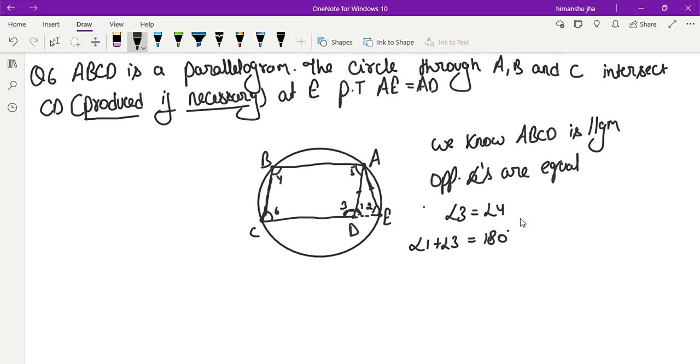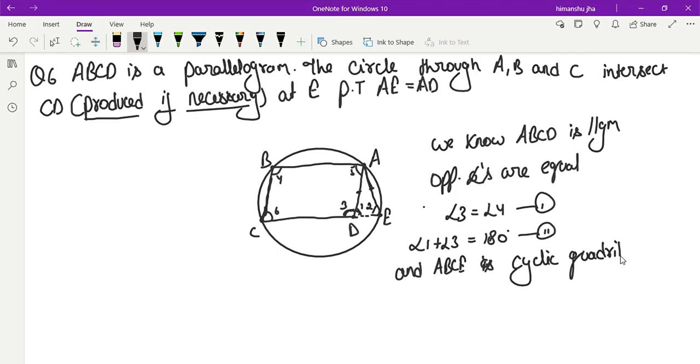Let's call it equation number 2. As we can see, ABCE is a cyclic quadrilateral. I will write the full spelling: cyclic quadrilateral. So ABCE is a cyclic quadrilateral.